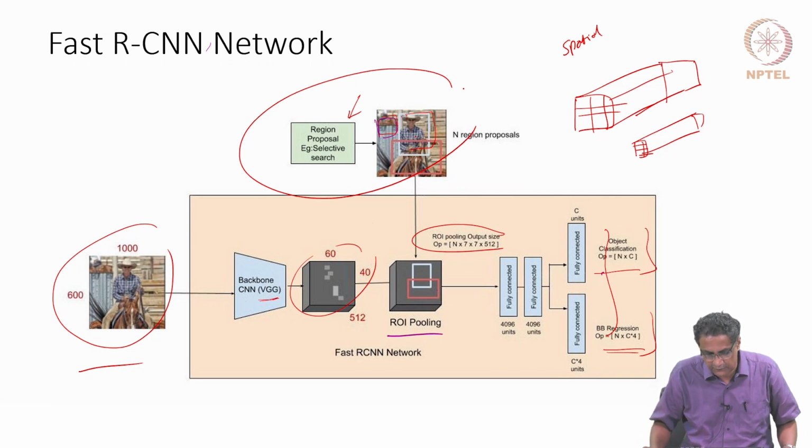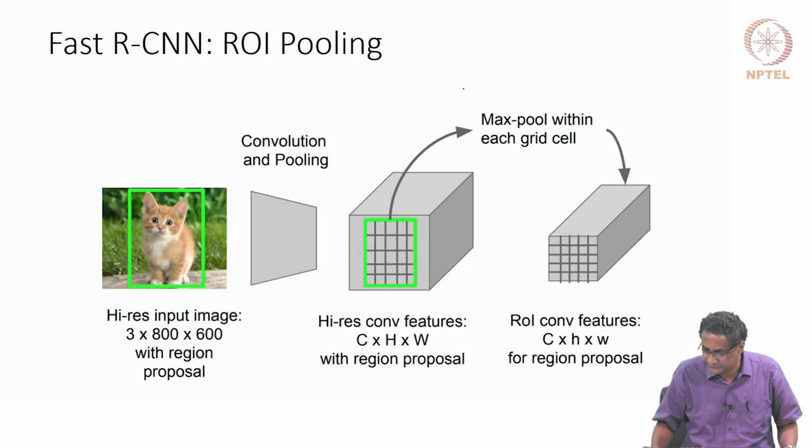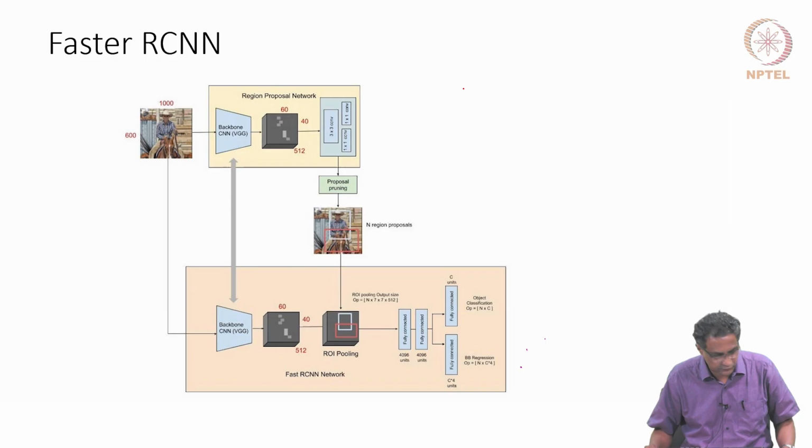Okay, so that's what this Fast RCNN is. All right, so then ROI pooling: max pool within each grid cell, so that you get a constant size feature map that you can then use.